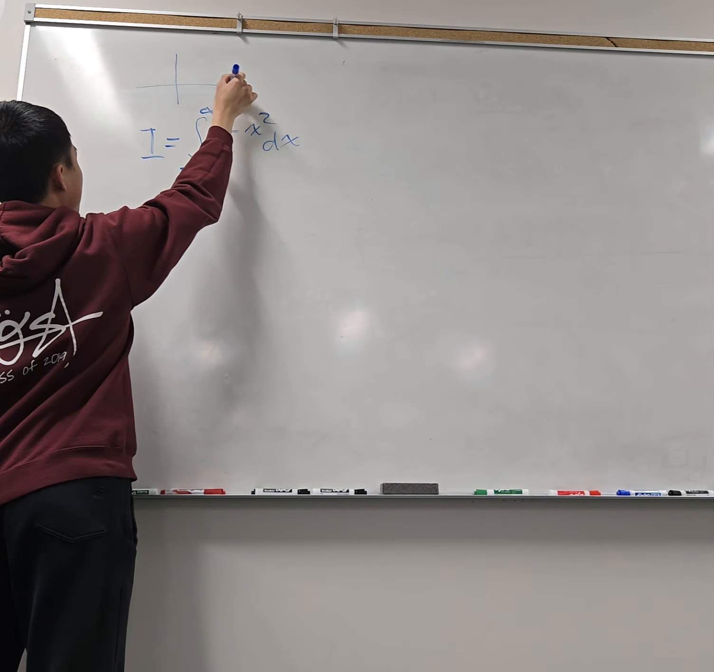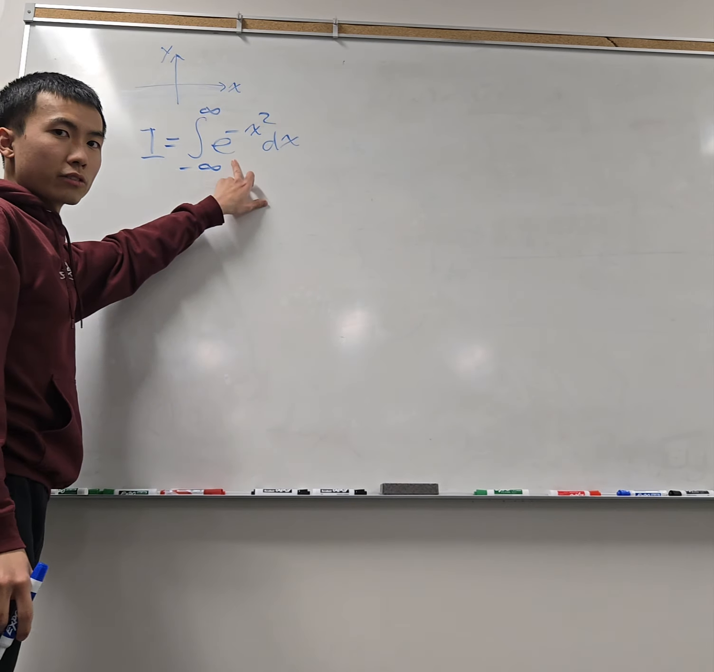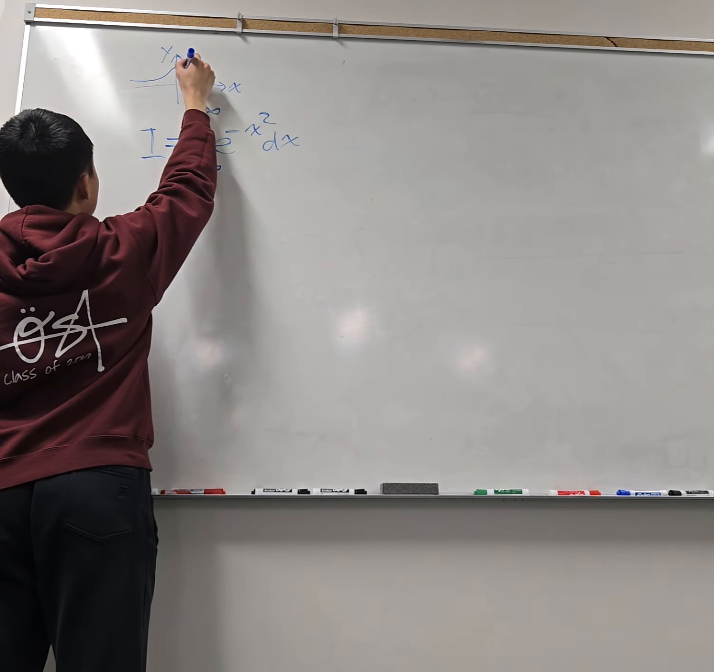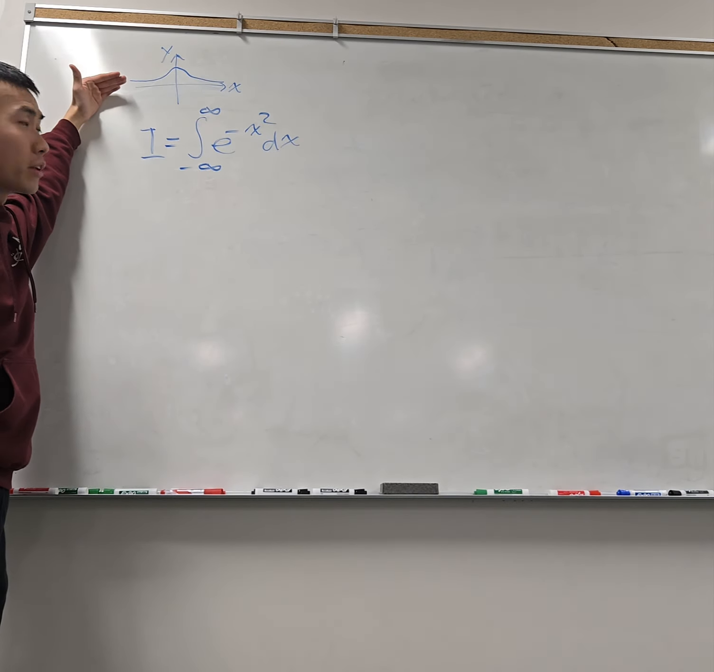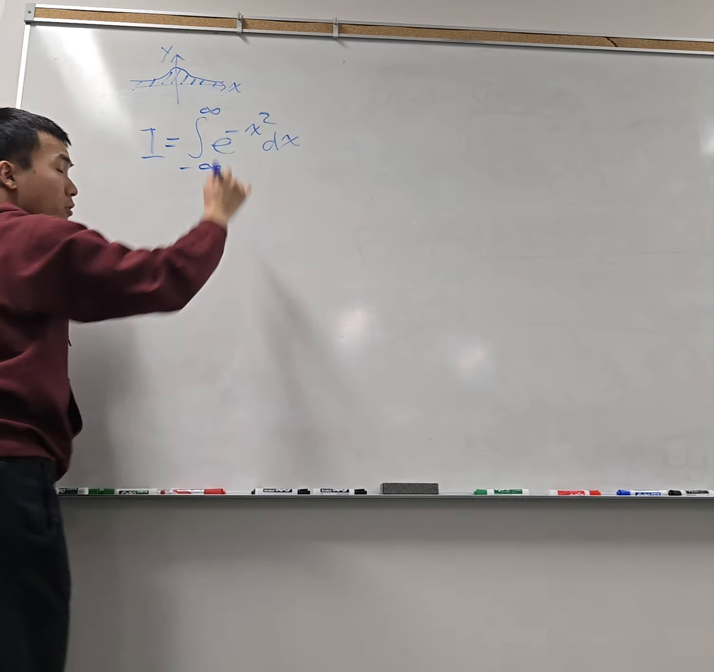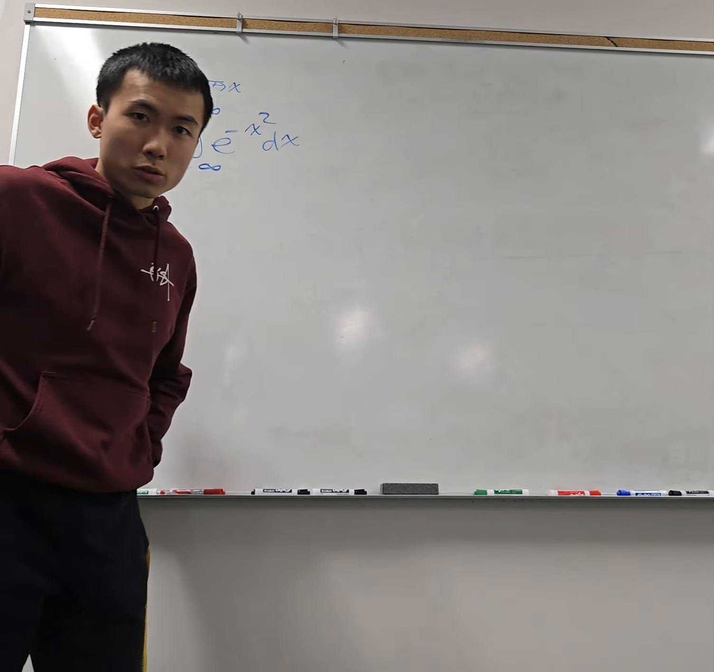So here's my x-axis, here's my y-axis, and the graph of e to the negative x squared looks something like this. Okay, not that well drawn, but essentially you have this bell-shaped curve, and we're curious as to what the area underneath that graph is equal to.